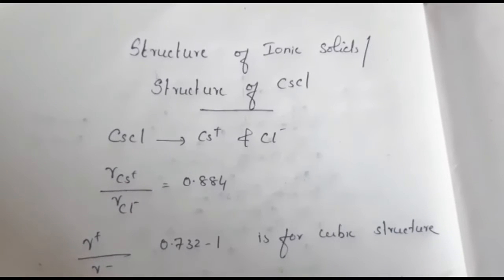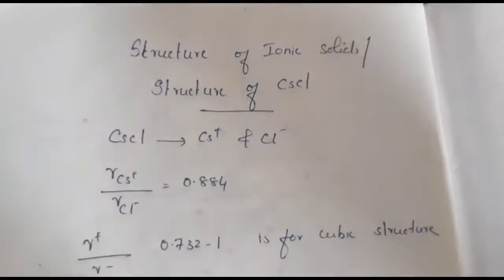Dear children, today's topic is structure of ionic solids. In that one, we are going to discuss structure of cesium chloride. In the last class, we have discussed structure of sodium chloride and tetrahedral site, octahedral sites. And today we are going to discuss structure of cesium chloride.